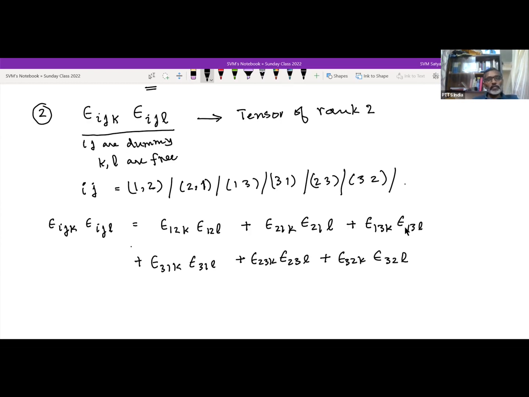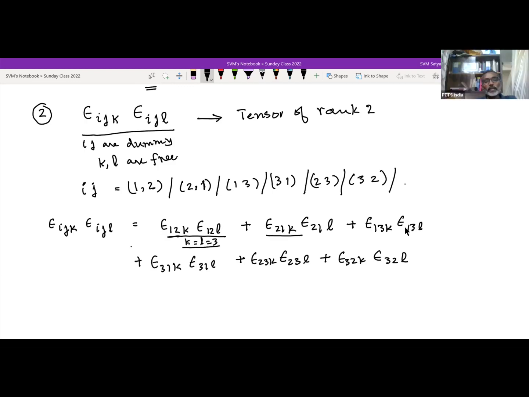Recognize that every other term will be 0. Only these are the terms. But k and l can be anything, so you will still have each one of these. k can be 1 to 3, l can be 1 to 3. But since this is 1, 2, if k is 1 or 2, then that will be 0. Similarly, if l is 1 or 2, that will be 0. So when can this term be non-zero? Only when k is equal to l is equal to 3. Correct? Only then this is non-zero.